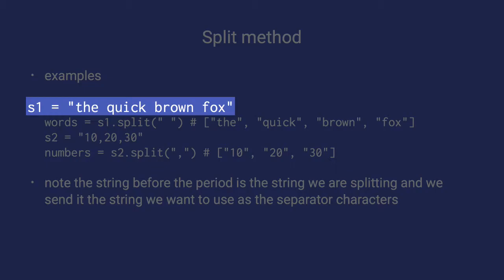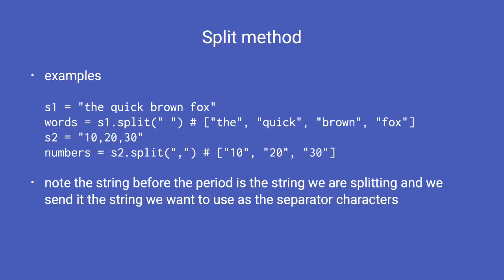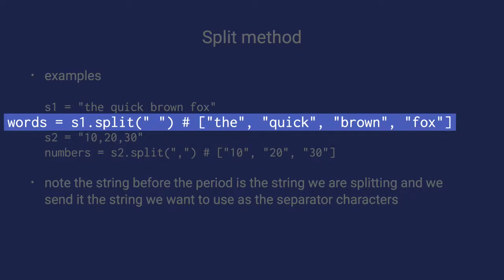We'll start with the string s1 that contains 4 words with a space between each word. Note there are 4 words and 3 spaces. We call the split method on the string s1 and pass a string to use as the separator. It returns the list of strings. Each time a space is encountered in s1, a new string is added to the list containing the characters until the next space. Once the end of the string is reached, the sequence of characters after the last separator are also added to the list. In this case, we end up with a list containing the 4 words, since the words were separated by a space in the original string.